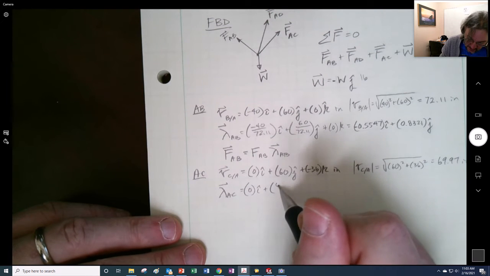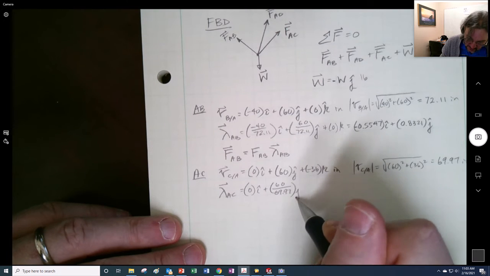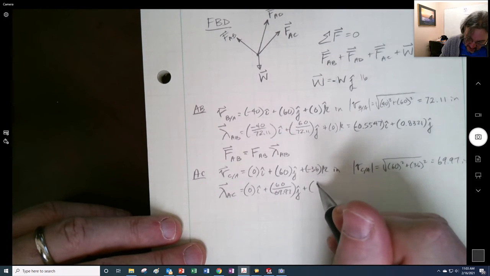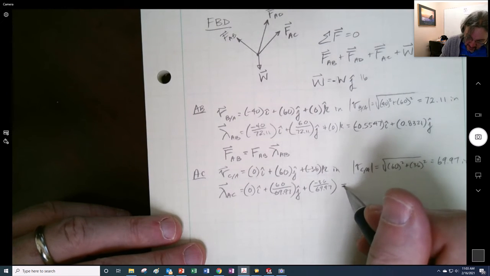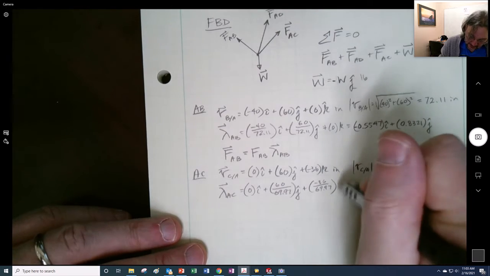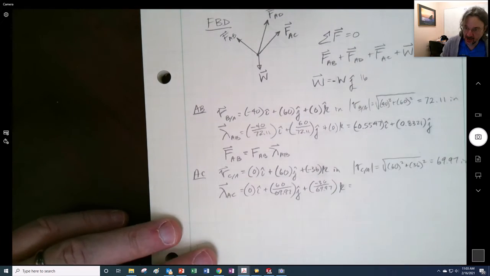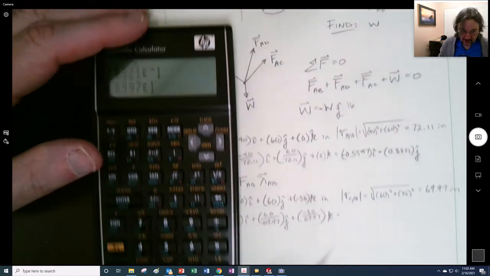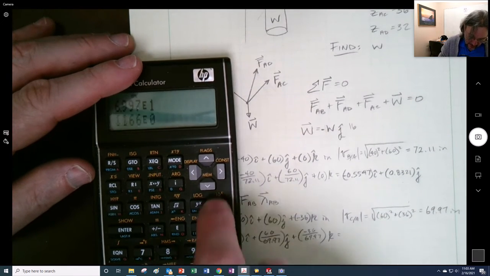So we take our lambda AC, and that's going to be 0 I, okay? And then 60 over 69.97 J plus our negative 36 over 69.97, and that's supposed to be a K. Forgot my K in there. Okay. Enter, enter, enter. 60 divide, boom.